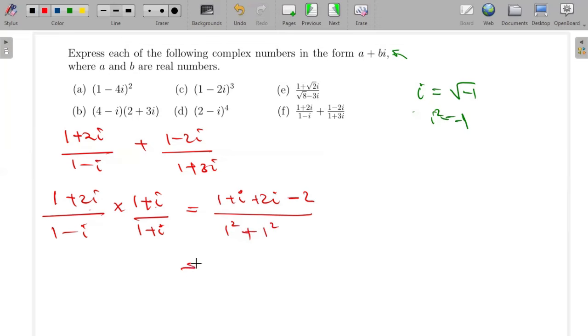So this here is just going to give you, here subtract 1 minus 2 gives us -1. And then there you add those 2, you just get 3i. And then down there you have 1 plus 1 is going to give you 2. So you have -1 plus 3i over 2. So I'm going to keep this.